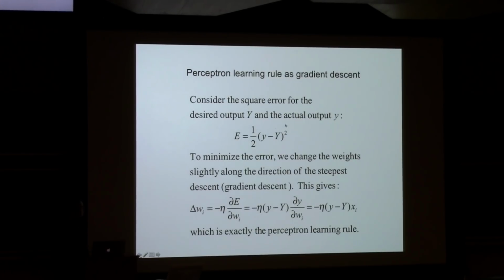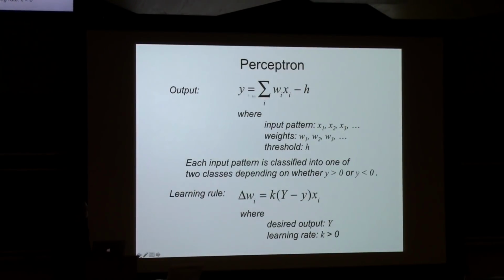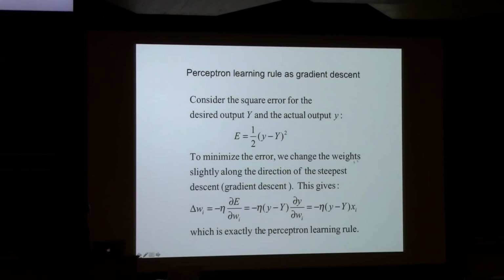If you use the chain rule to derive the gradient descent on this, first the quadratic becomes linear, then you take the derivative of y relative to w. We already said y depends on x in a linear manner. You take the derivative with respect to w, you get x. So you can derive this rule very easily. This is very simple.